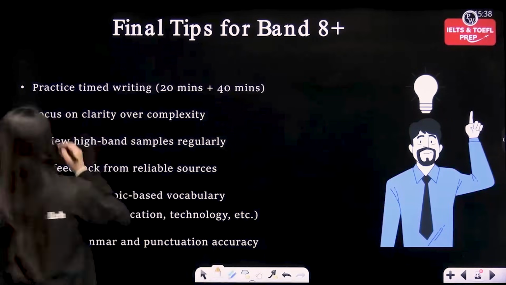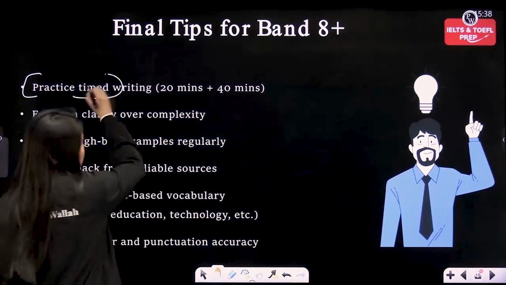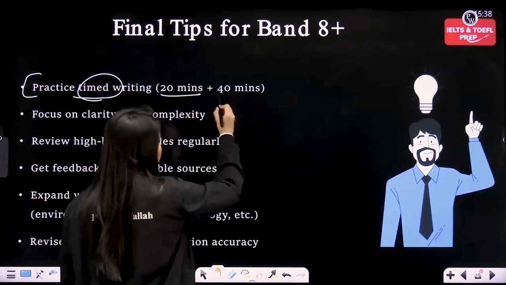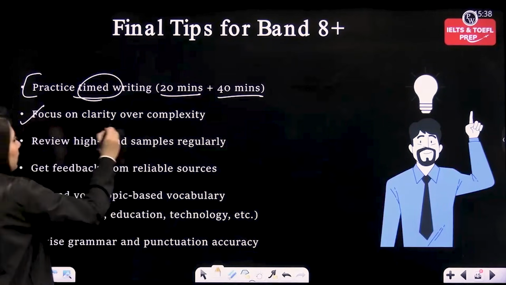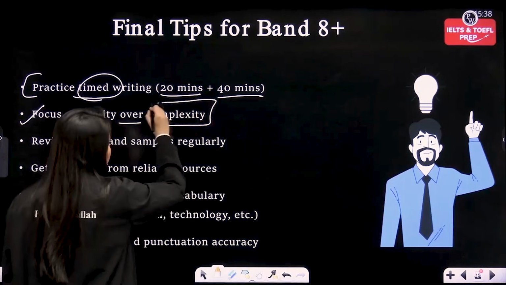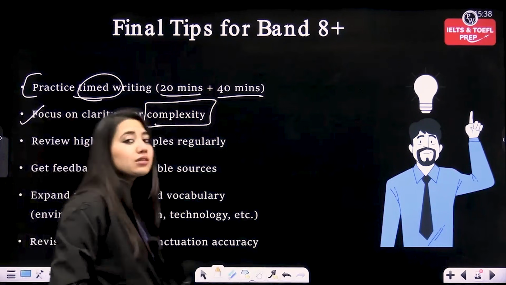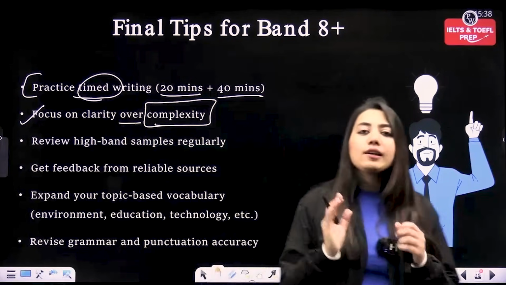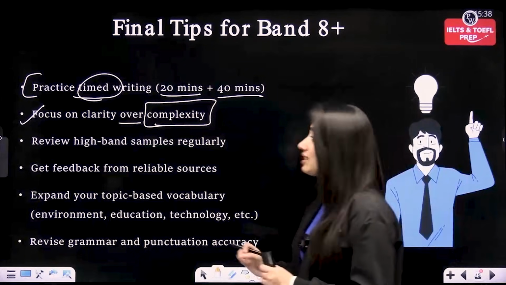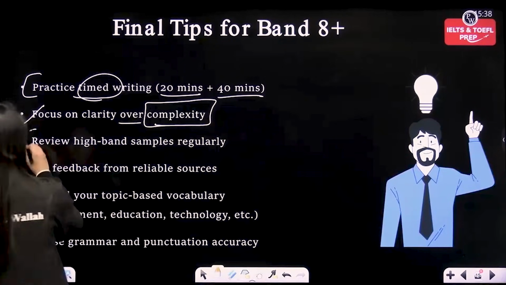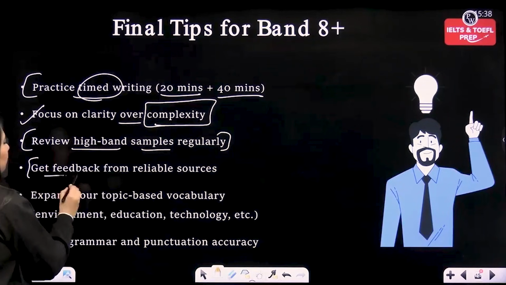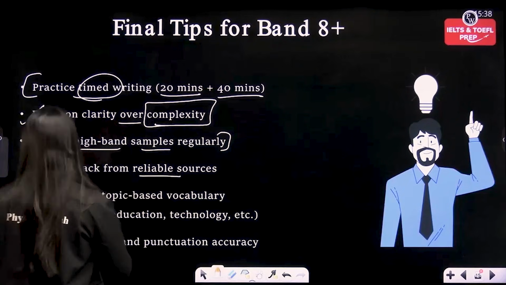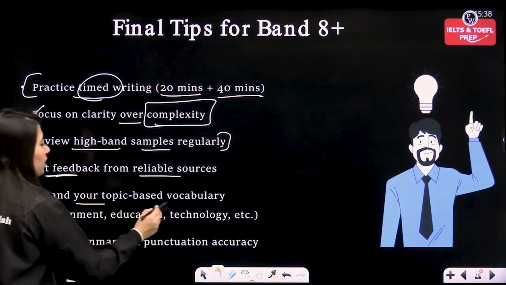Please start practicing under timed conditions, turning on the timer like this and then writing your task. Now focus on clarity over complexity. Don't go overboard with complexity. Try writing clearly and logically. That's what's needed. Next is to review high band samples regularly. And next to that is to get feedback from reliable sources. Expand your topic-specific vocabulary.